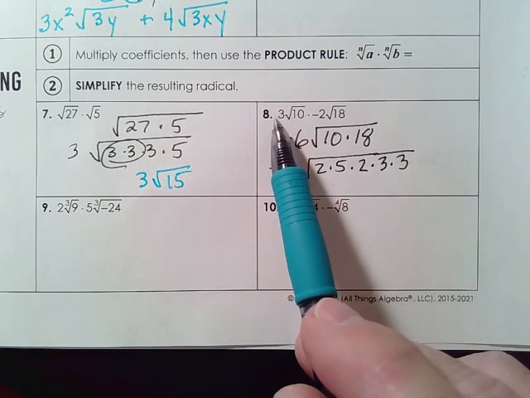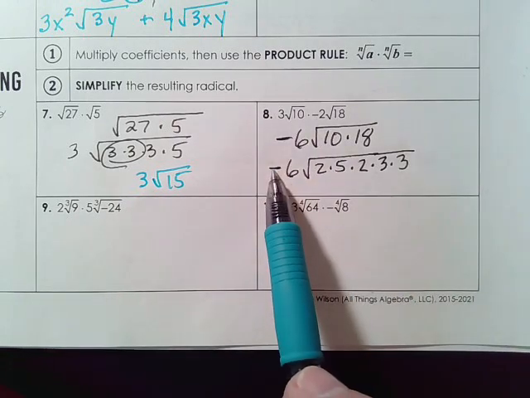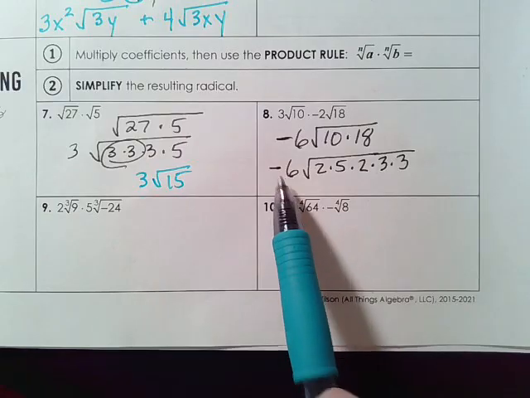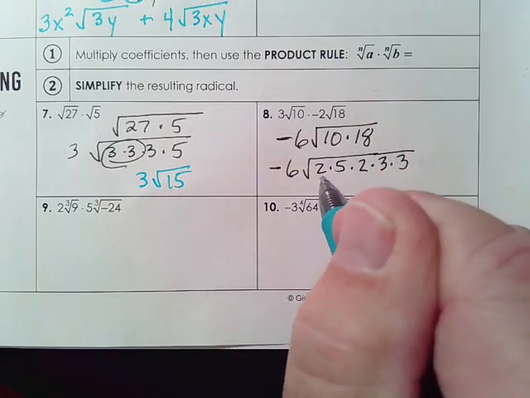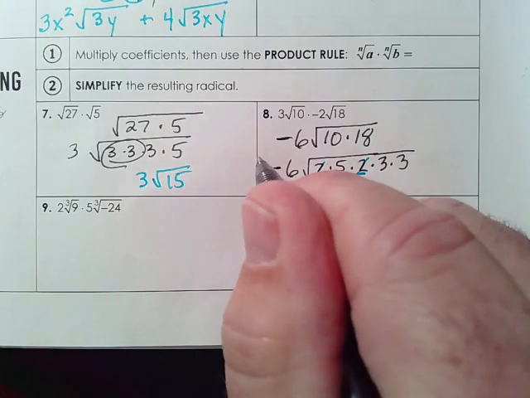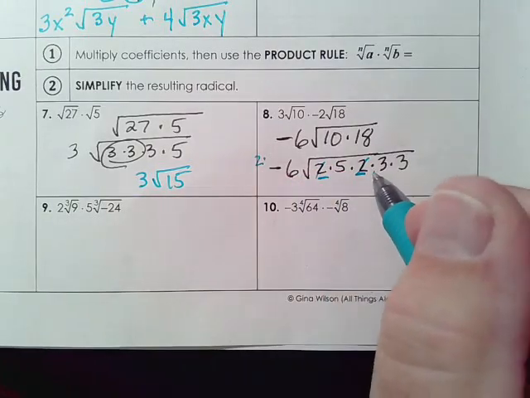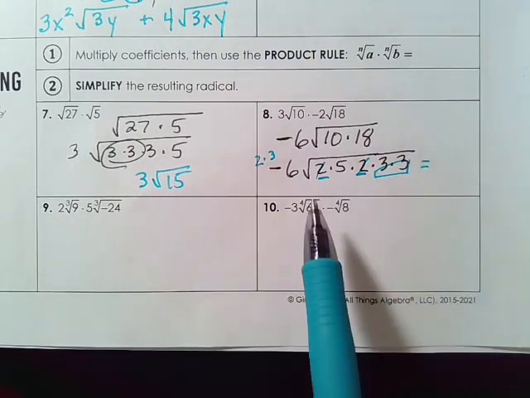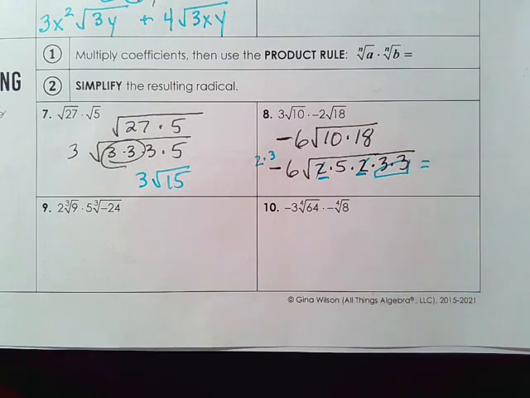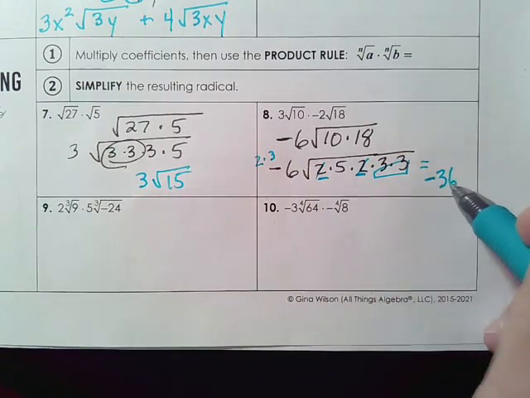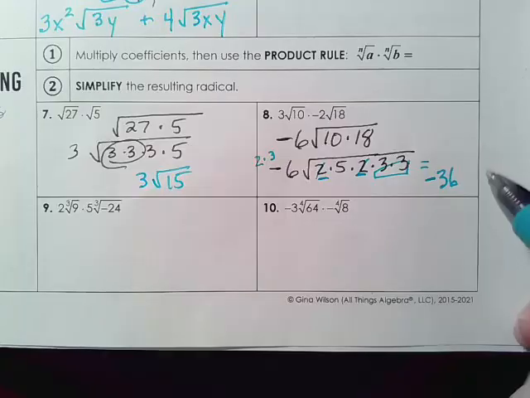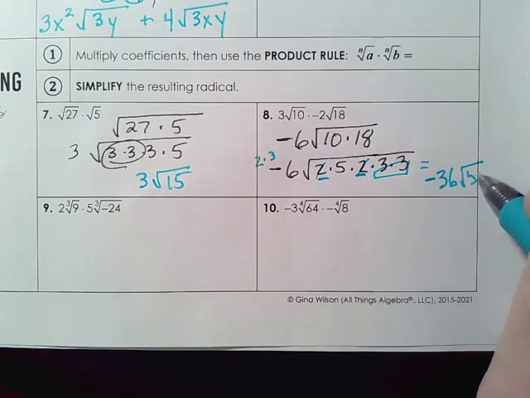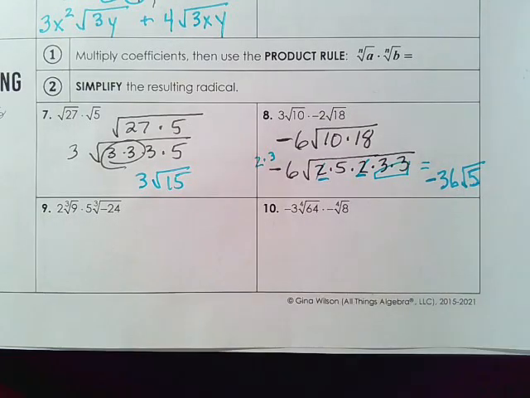Aha! So a positive times a negative is a negative. I can multiply the 3 and the negative 2. And now I can simplify. There's a pair. I can bring a 2 out. There's a pair. I can bring a 3 out. So now I'm going to get 2 times 3 times negative 6. That's negative 36. And I still have a single 5 under the square root radical. So I get negative 36 radical 5.